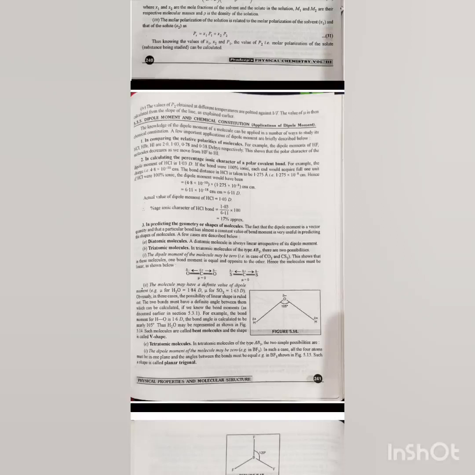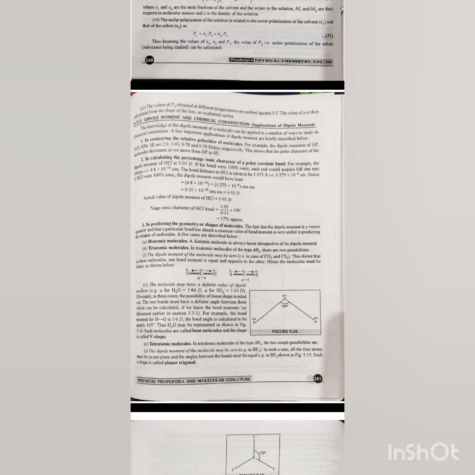Hence, if HCl were 100% ionic, the dipole moment would have been 4.8 × 10^-10 × 1.275 × 10^-8 ESU centimeter, which is equal to 6.11 D. The actual value of the dipole moment of HCl is 1.03 D. So the percentage ionic character of the HCl bond is 1.03 upon 6.11 × 100, that is approximately 17%. Third, in predicting the geometry or shapes of the molecules.